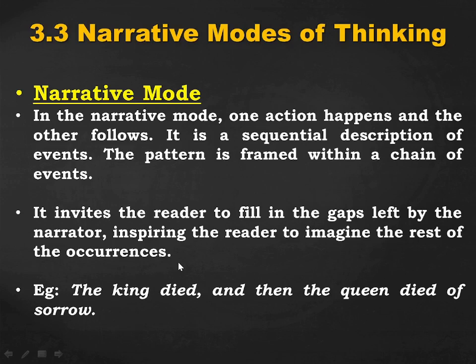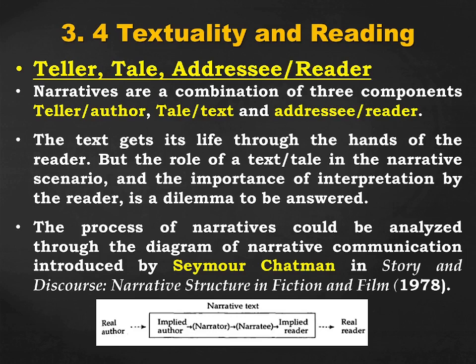So here it talks about two events, and the two events are sequenced together or chained together. That is, the king died and the queen died of sorrow. That's all. So these are the two important ideas which are brought forth by Jerome Bruner. One is logico-scientific mode and the other one is narrative mode.